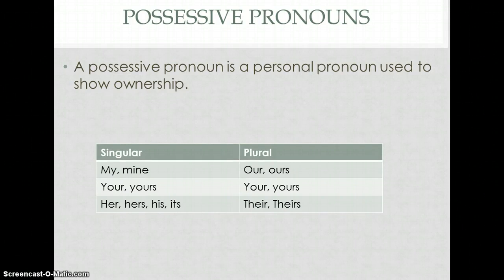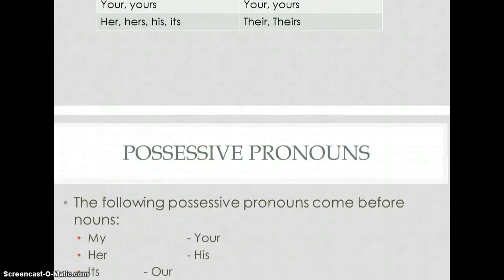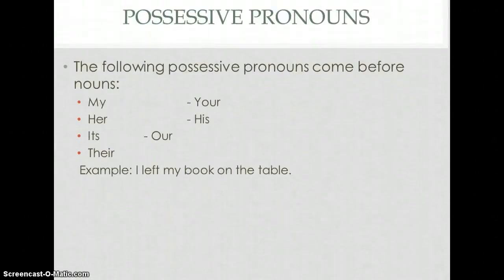A possessive pronoun is a personal pronoun used to show ownership, just like a possessive noun, only you're going to see some differences here. The following possessive pronouns can come before nouns, and there's a list of them. Example, I left my book on the table. The pronoun is my, and the noun that comes after it is book. You would always need a noun after the pronouns listed.